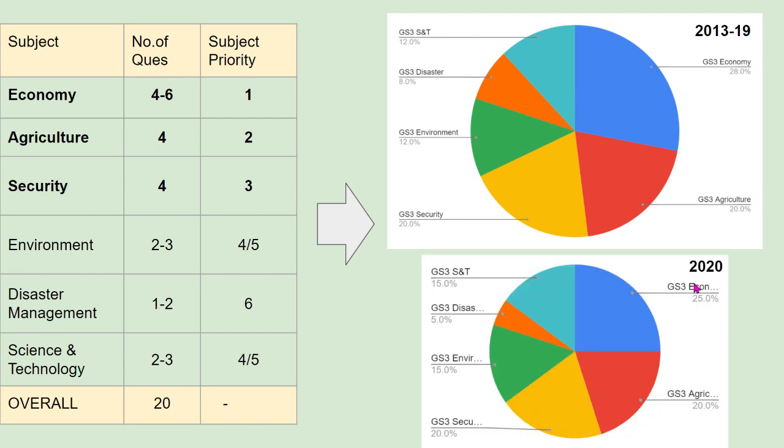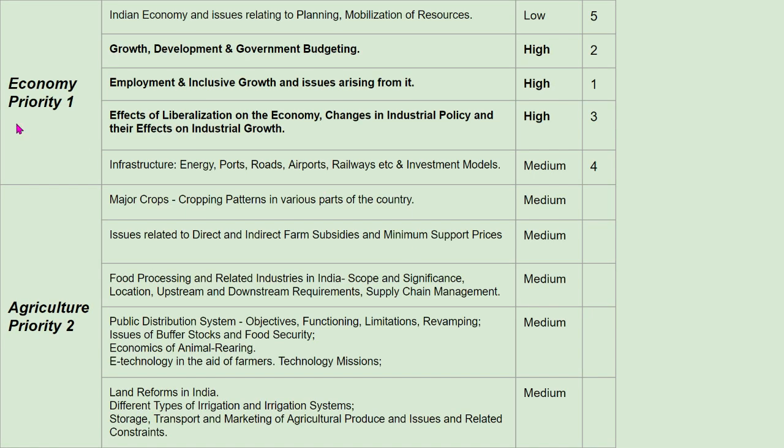Observing for 2020, as we can see, the pie chart almost looks similar to 2013 to 2019. So, this should be the overall subject-wise priority for GS3 subjects. Now, going specifically to the topics, as we can see for economy, if we have to prioritize certain topics, it would be these ones which are highlighted in bold.